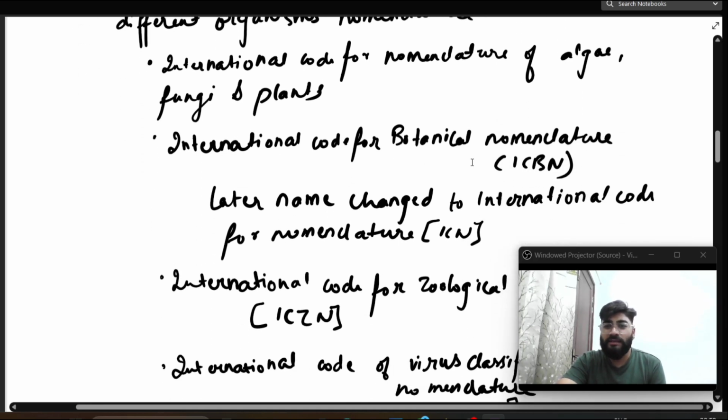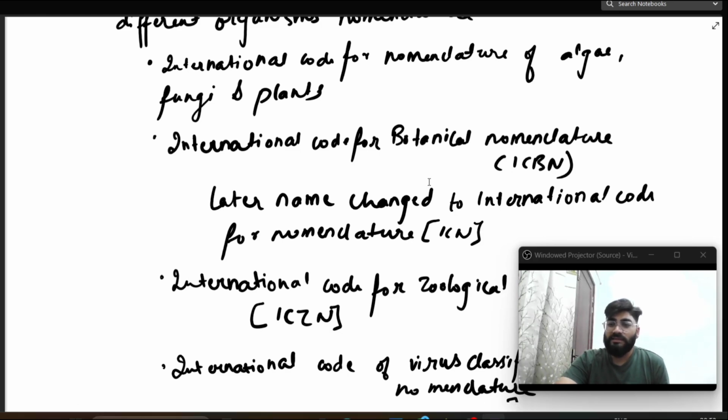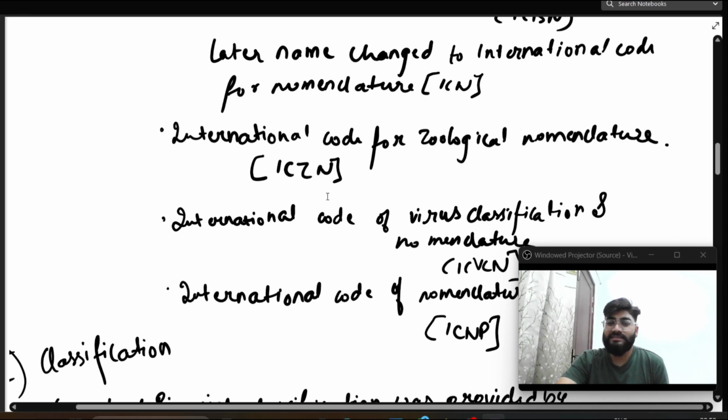International Code for Botanical Nomenclature. The short form of it is ICBN. Later on, the name changed to International Code for Nomenclature. So ICN or ICBN, if you see in the MCQ, both of them are the same. It's just that the name was changed to ICN later on. This International Code for Botanical Nomenclature deals with all the plants' naming. And then we have the International Code for Zoological Nomenclature, ICZN. It deals with all the animals and the naming of the animals.